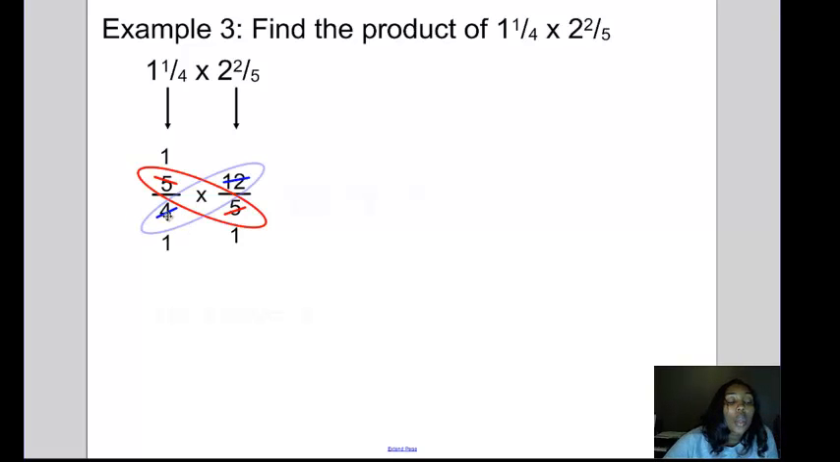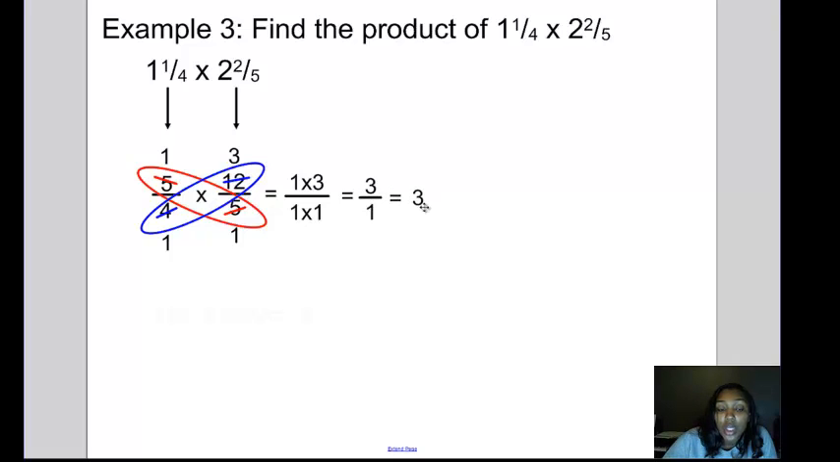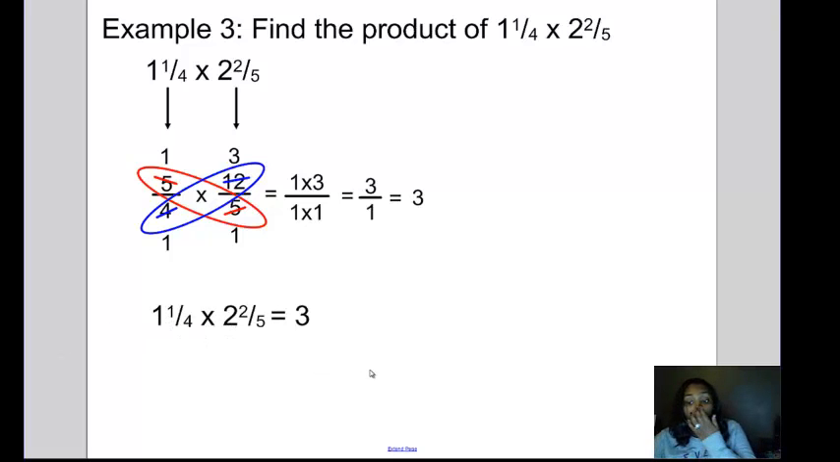There we go. And 4 and 12 can both be divided by 4. Well, 4 divided by 4 gives you 1, and then 12 divided by 4 gives you 3. So then again, you end up with top times top over bottom times bottom. So I end up with 1 times 3 over 1 times 1, which equals 3 over 1. And then 1 can go into 3 three times, so then my answer is just 3 wholes. So then my final answer is that 1 and 1/4 times 2 and 2/5 would equal 3 wholes.